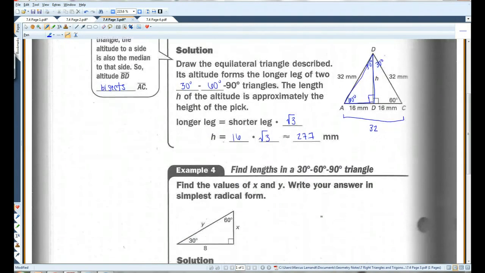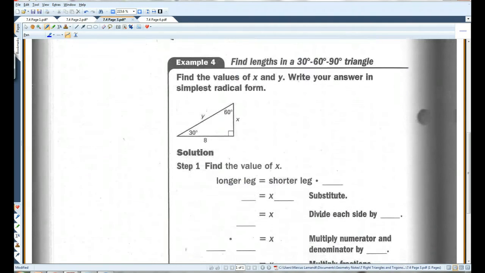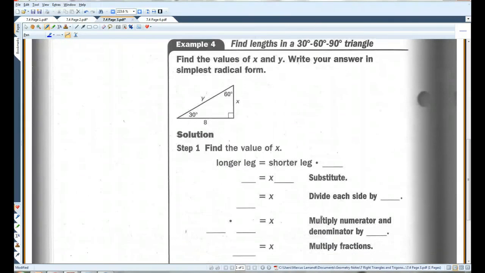Okay. Alright, example 4. Find the values of x and y. Write your answer in simplest radical form. Okay, so they're not looking for a decimal. They're looking for an exact answer. Okay? Find the value of x.